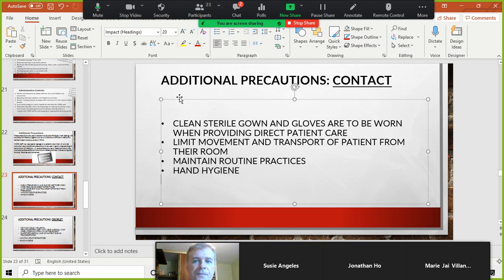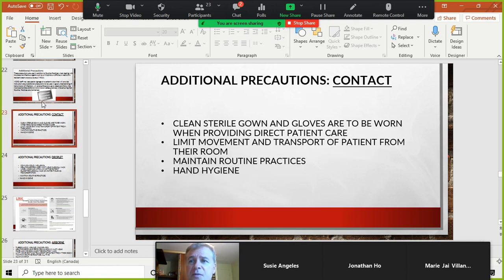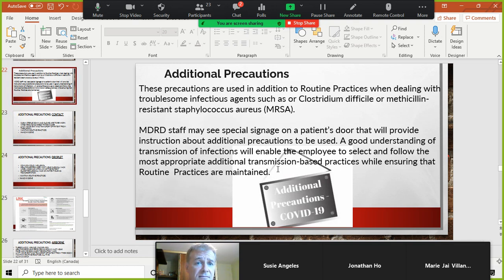So we've got additional precautions, droplets: common cold, influenza, COVID-19. Healthcare provider must wear surgical mask when working within 2 meters of the patient. And these are just when you're dealing with these, and you might see these. What do you do? Additional precautions. Your manager must warn you about this and provide you with PPE in order to do your job. And please remember, if you don't feel safe doing a job, don't do it. Nobody can fire you for that.